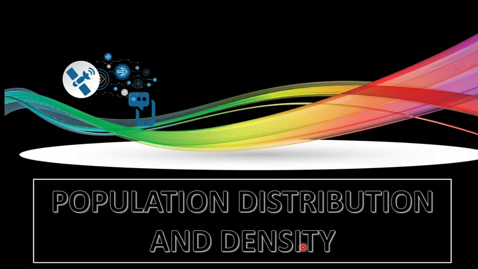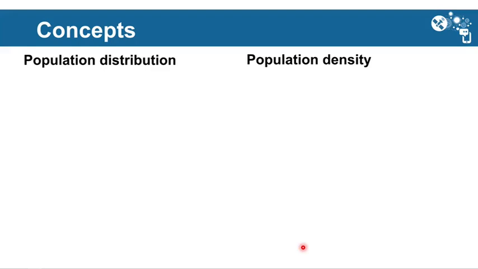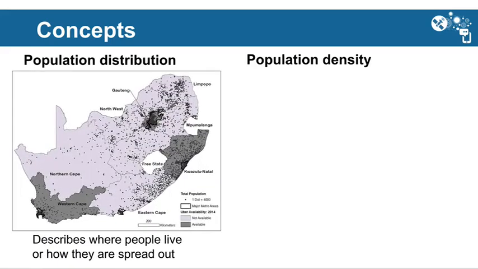Okay, so the first two concepts that we are going to have a look at will be population distribution and population density. Please, if you look at these concepts, it seems as if they are about the same, closely related, but please don't get mixed up with them. Let's have a look at them. The first one is population distribution. This describes where people live or how they are spread out. Now, if you look at this, each of these dots represents 4,000 people, and immediately you can see where people live, and that is distribution, where people live.